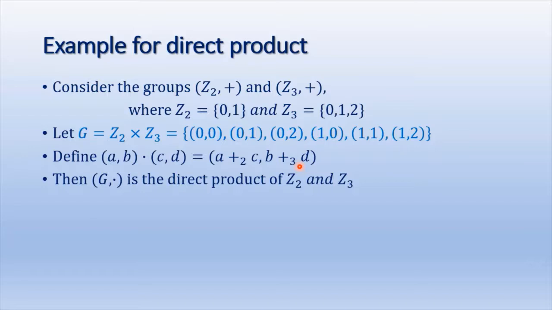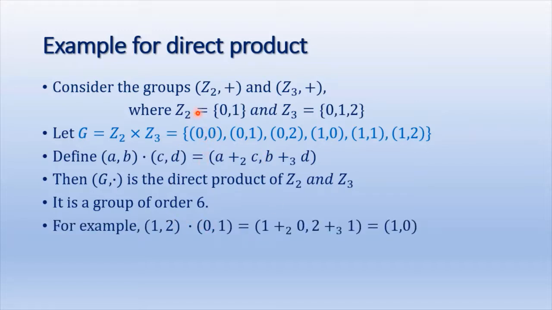Then G, dot is the direct product of Z2 and Z3. It is a group of order 6. You can find the Cayley table for this also, or you may verify like this. I am taking two elements from the set G, that is (1, 2) and (0, 1). When you are operating this dot, you should combine the first elements, 1 plus 0, with addition modulo 2. For the second elements, 2 plus 1, you have addition modulo 3.